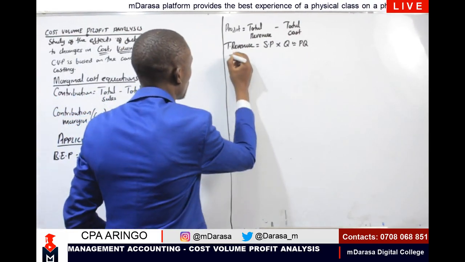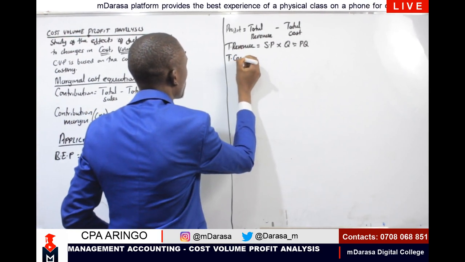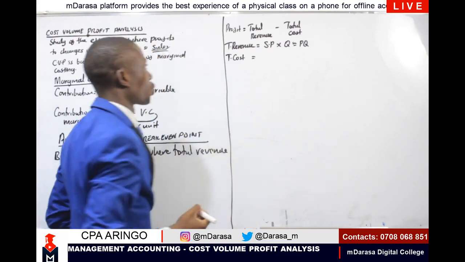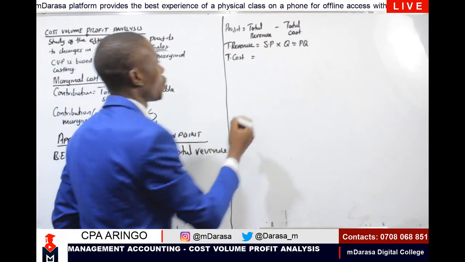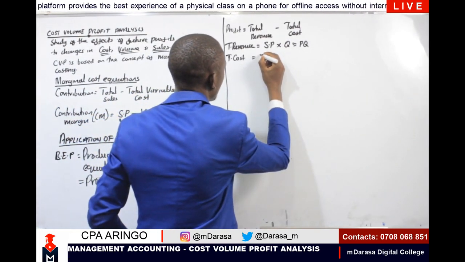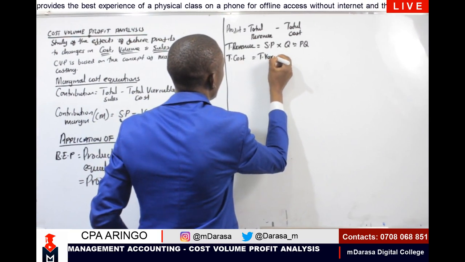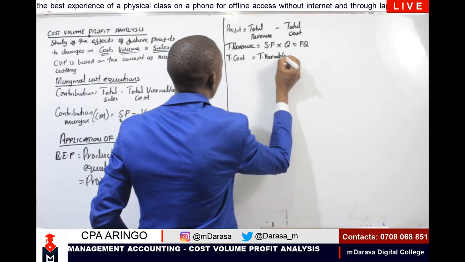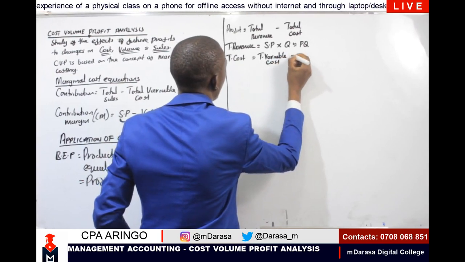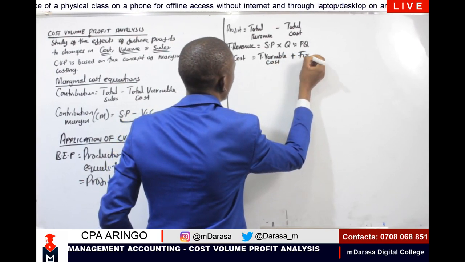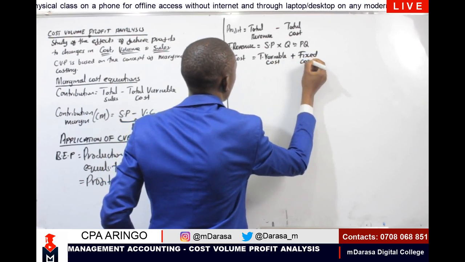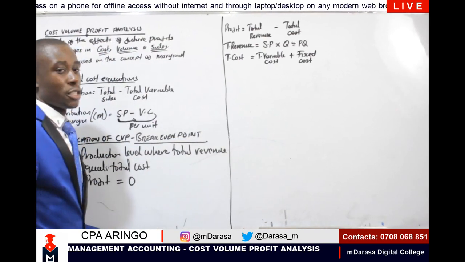Now, what about our total cost? We know very well that to determine our total cost, we normally talk of total variable cost plus our fixed cost. This should give us our total cost.